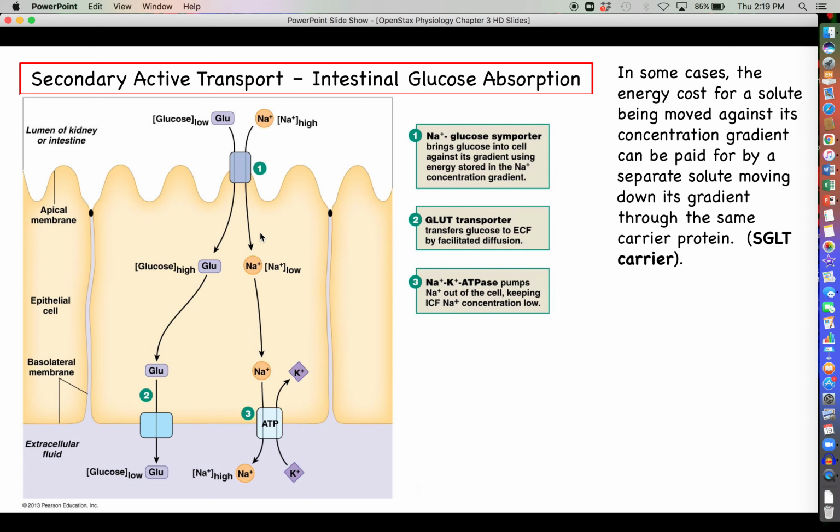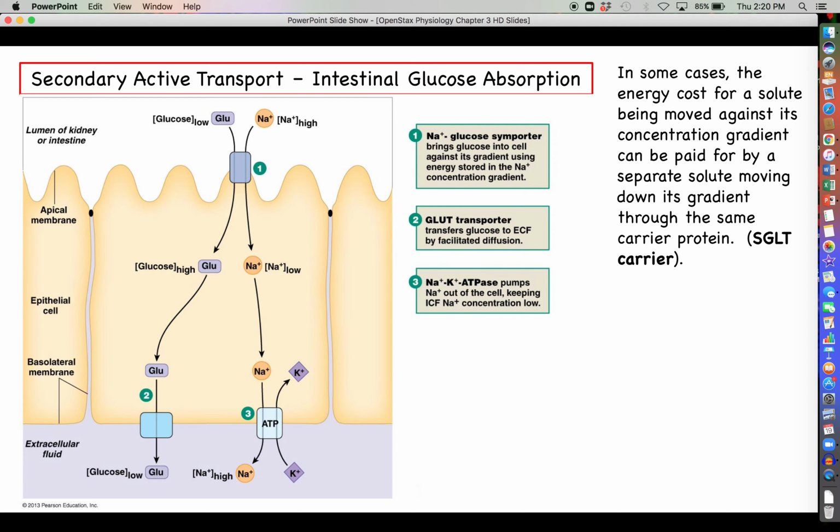It's going down its concentration gradient at the same time that glucose is going against its concentration gradient. Essentially what is happening here is that sodium is paying the cost for glucose. When an ion or a molecule moves downhill, it actually releases a little bit of energy. Usually we're not able to harness that energy, but in this case we actually can. Sodium moving downhill provides the momentum needed for glucose to move uphill. That is secondary active transport.